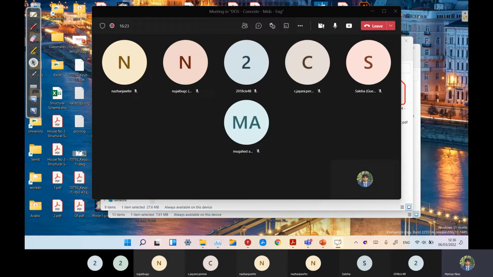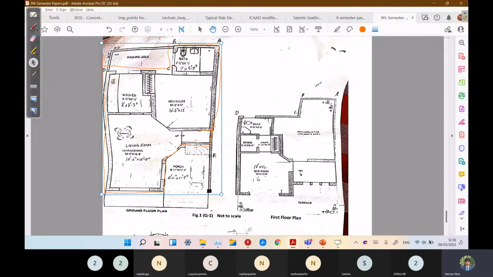So if there is a 4.5 inch wall, and we can see this wall is clearly a 4.5 inch wall, we will be requiring one beam here. We can name this as B1, like this. That is the beam over the 4.5 inch wall.